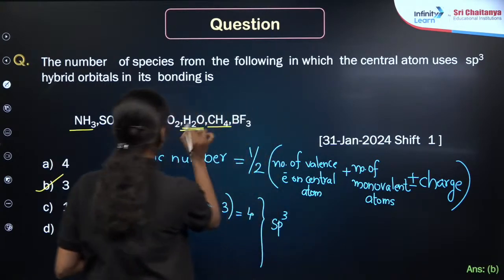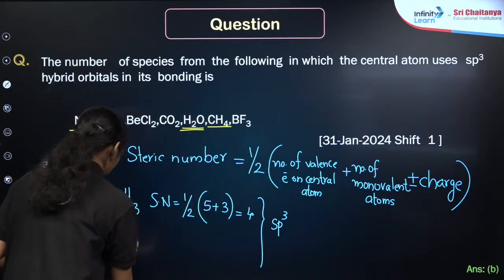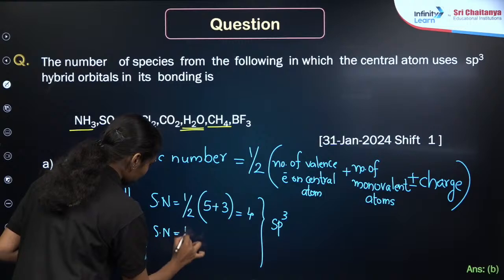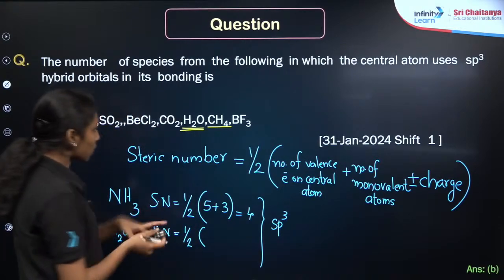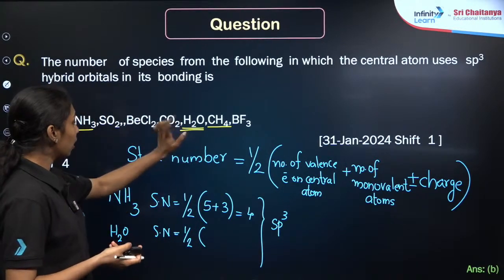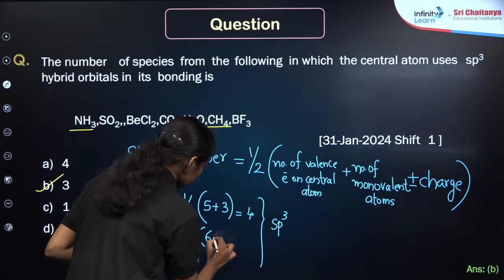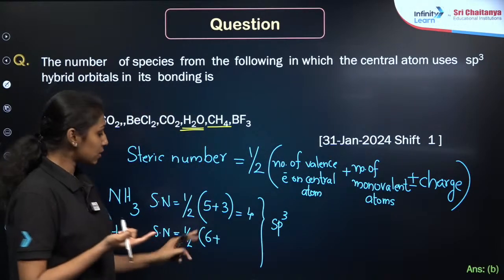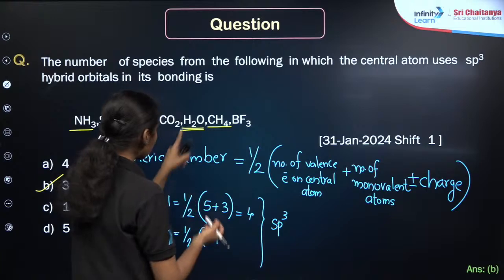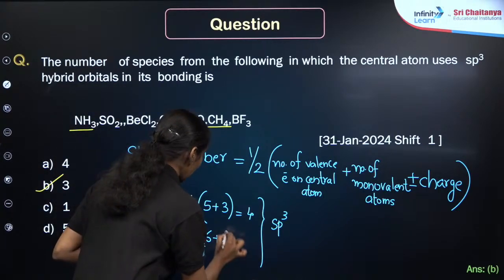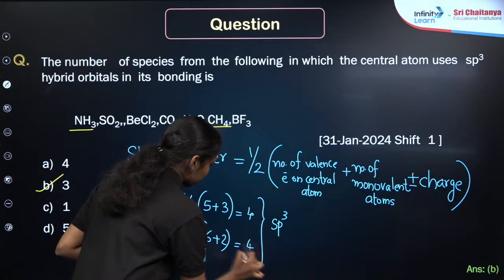Then what about the next molecule, the water molecule, H2O? Steric number is equal to half into, the central atom is oxygen, right? The number of valence electrons in the oxygen atom is 6. 2, 6 is the electronic configuration, so 6 is the valence electrons. 6 plus 2 hydrogen atoms surrounding, monovalent atoms. 6 plus 2, 8 by 2, again 4, sp3 hybridization.